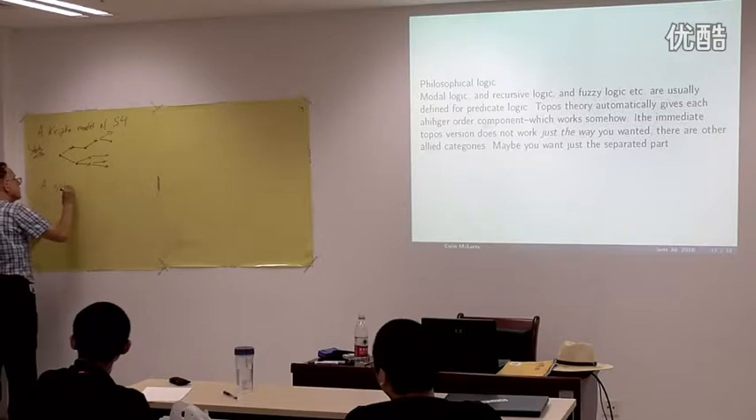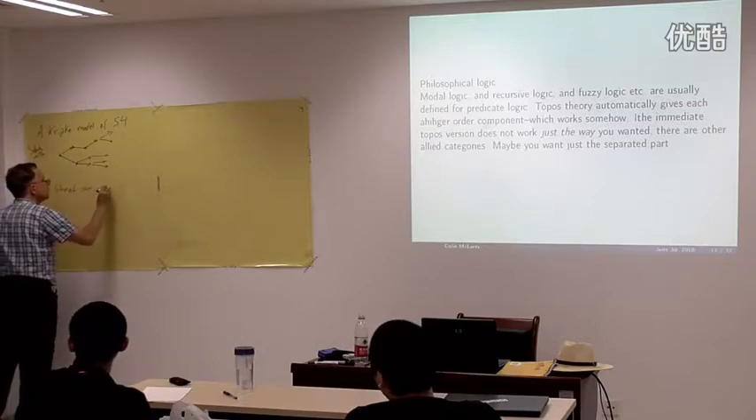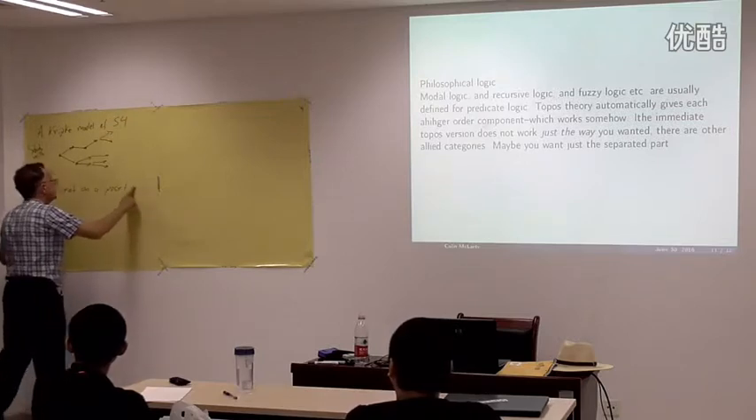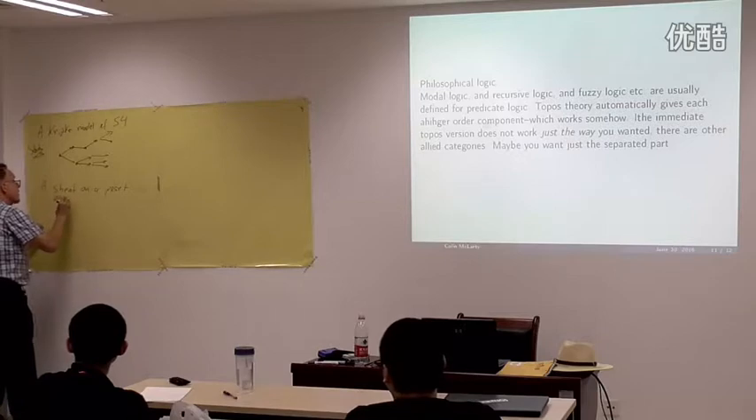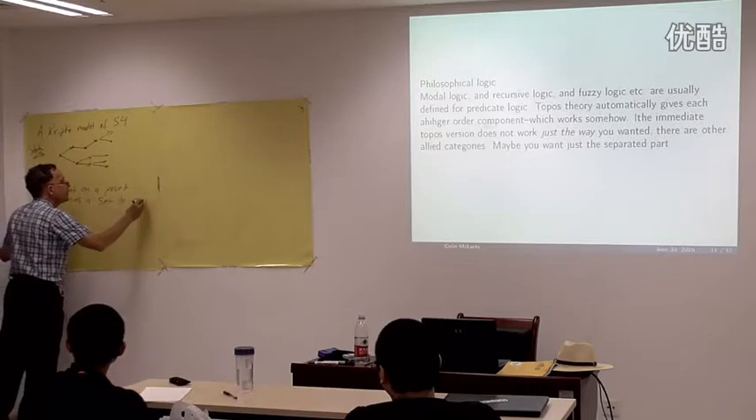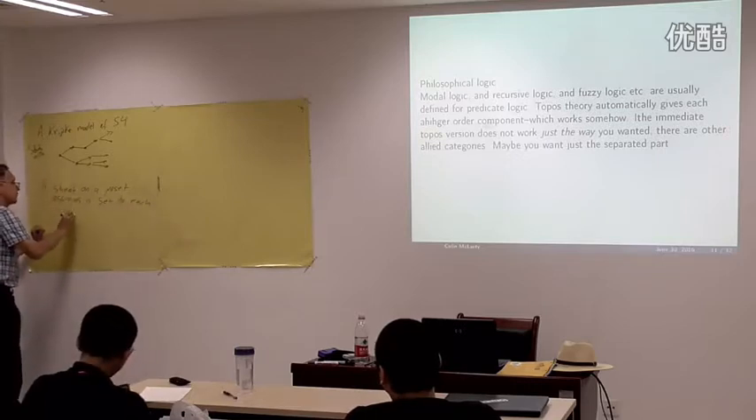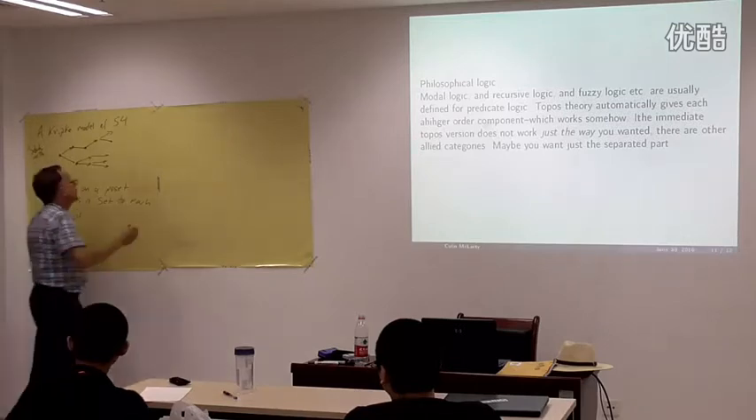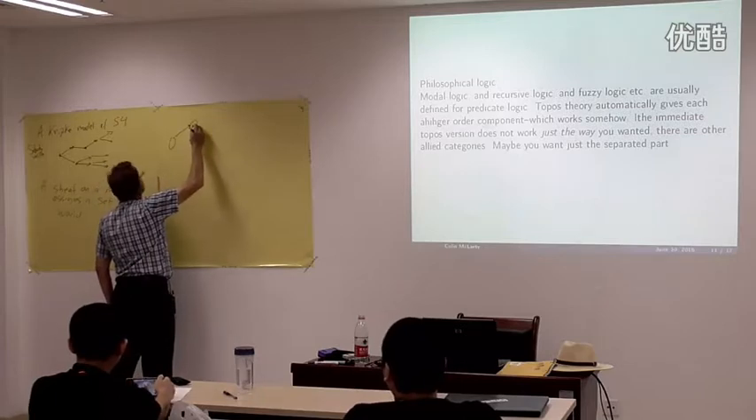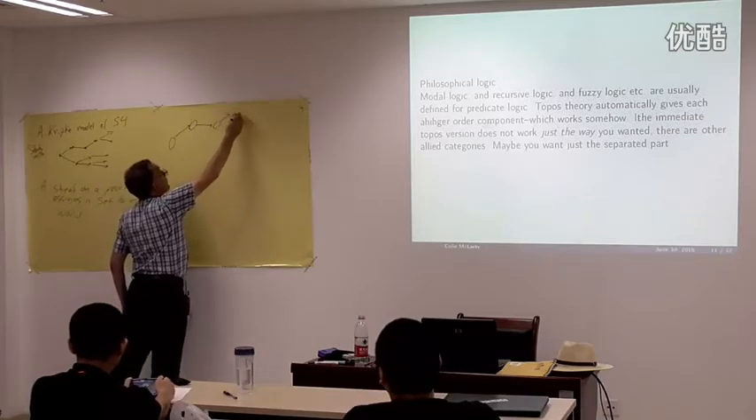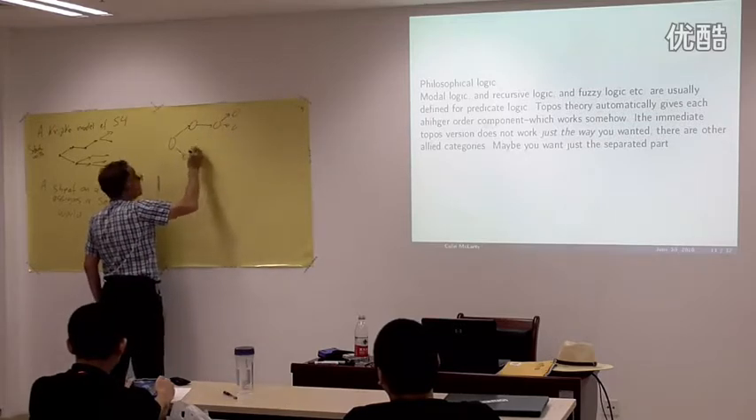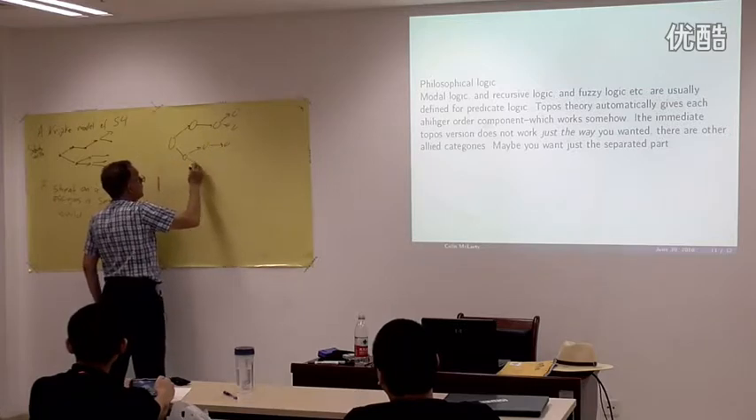A sheaf on a poset assigns a set to each, I'll call it each world, why not? I'm talking about Kripke models. So we have a set here and a set here, and a set here, and a set here, and a set there and there, and a set here, and a set here, and a set here, here, here.